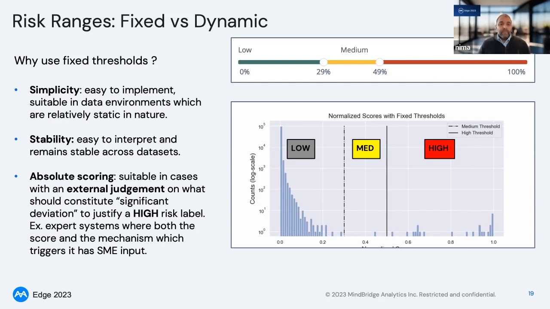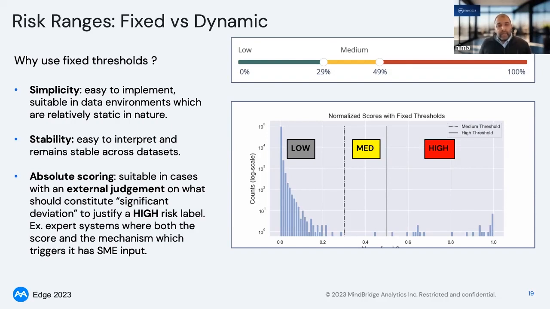Stability is another thing. With fixed thresholds, it's easy to compare across data sets. So if you have a score that falls in a high risk bucket in one data set, that same score will fall in a high risk bucket in another data set because the values are predetermined. And the values being predetermined also means that usually there's some external input into what should constitute significant deviation to justify the assigned risk label. A good example might be expert systems, where both the score and the mechanism that triggers it have some subject matter expert input into it.